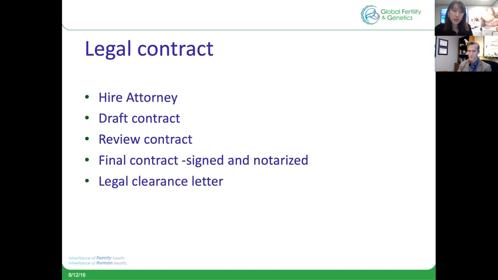The next step is very important, the legal contract. Usually intended parents will hire an attorney for themselves and also hire an attorney for the surrogate. The attorney drafts the contract and reviews it with intended parents, and the surrogate also reviews the contract with her attorney. If all the parties agree with all the terms in the contract, then they will sign the final contract and get it notarized. Then the attorney will issue a legal clearance letter and send it to the IVF clinic. It means your surrogate can start her medications.